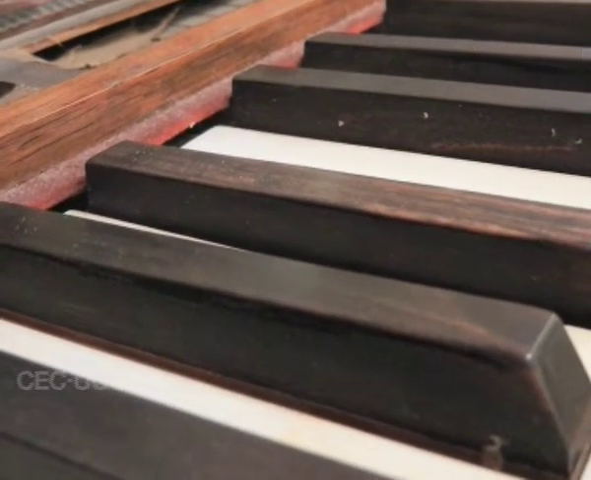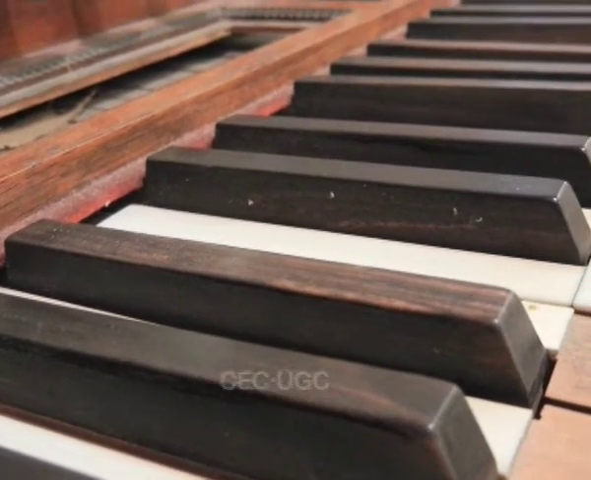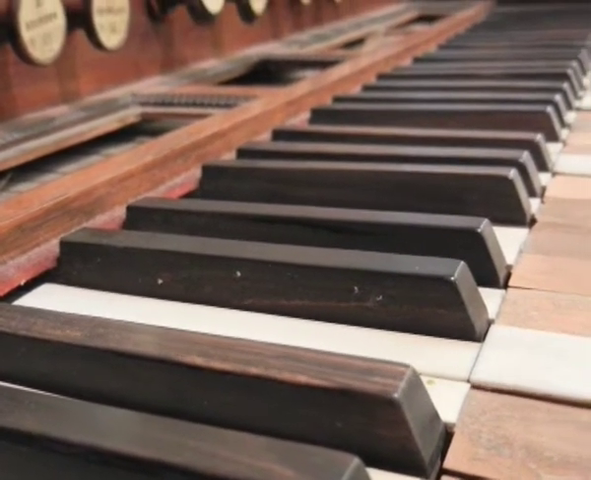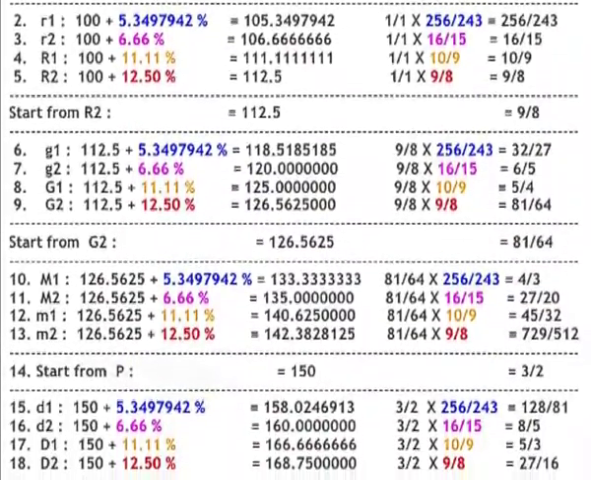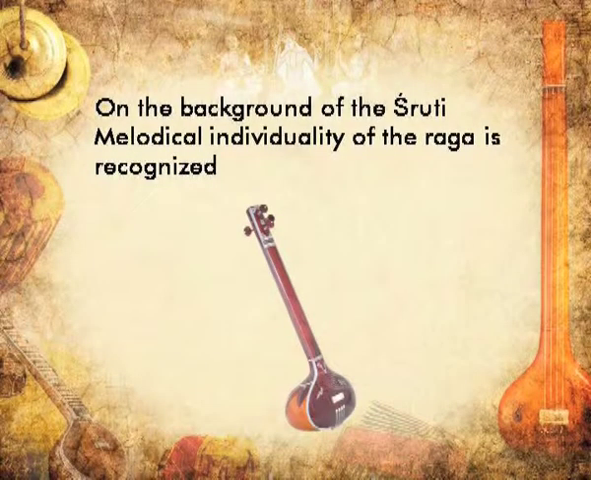Shrutis that are used in a raga attain the status of Swaras in that raga, and the other notes remain merely as Shrutis. It is on the background of the Shruti that the melodical individuality of the raga is recognized and enjoyed.